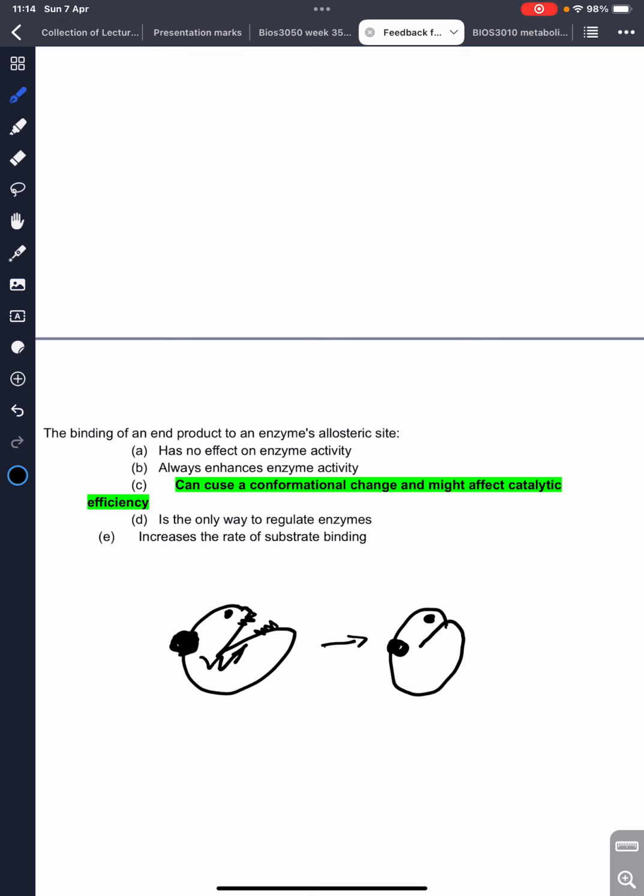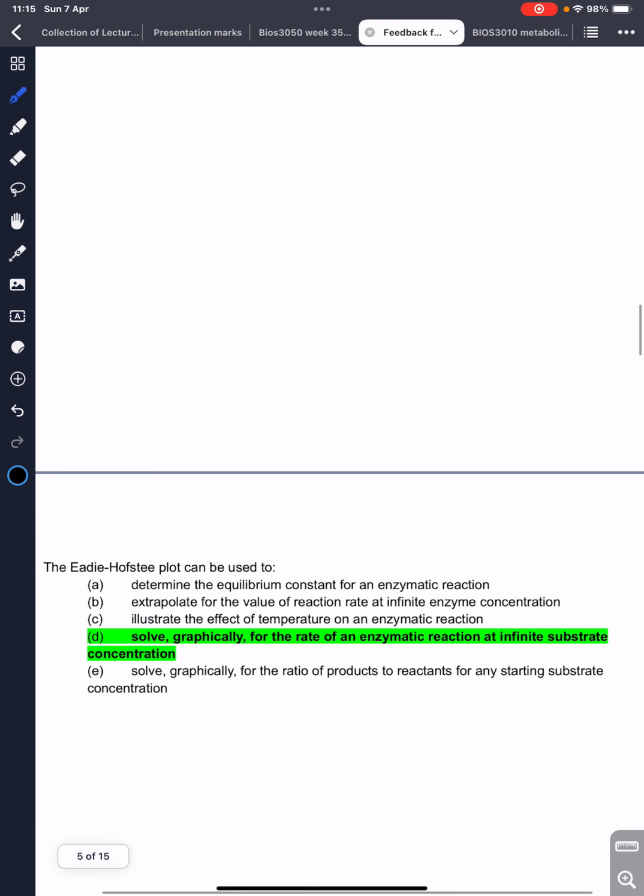So the important thing is that any binding of anything to an enzyme could cause a conformational change, and that then, of course, might affect the catalytic efficiency of the enzyme.